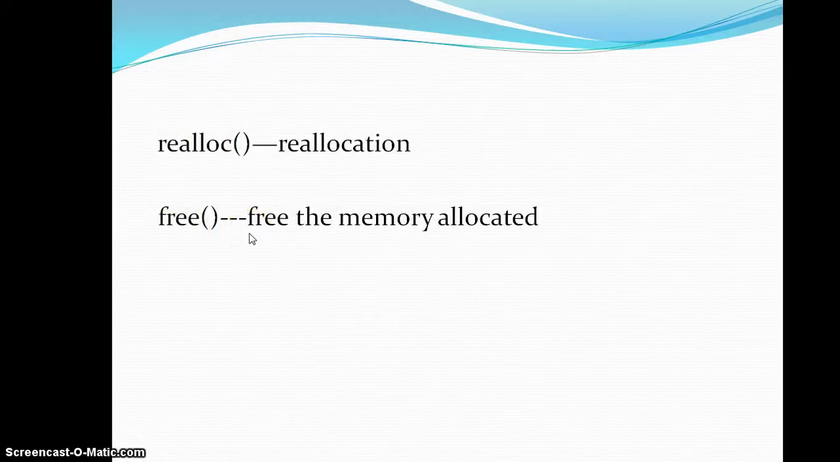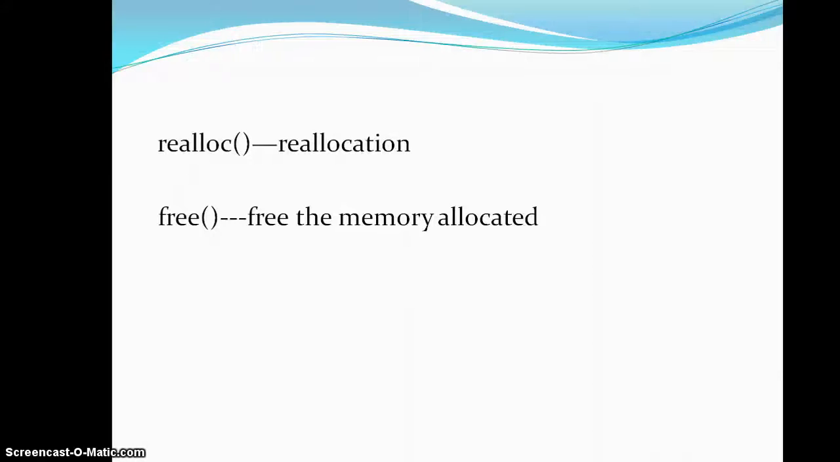Free memory. We can free the allocated memory if that function does not require it anymore, or the function gets executed and the next step is getting ready to execute. Then we will use free and free the memory allocated to the previous pointer. So this is the use of dynamic memory allocation using pointers. So that's it for now.